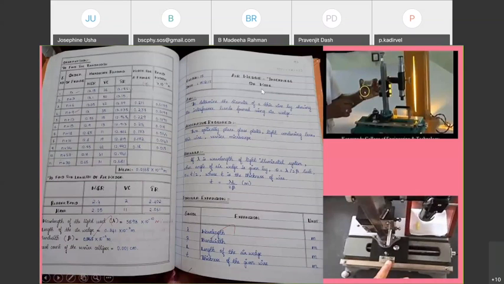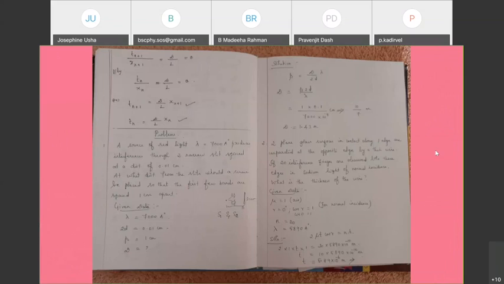Is it clear? Yes. So next we'll see some problems. In this unit, only one topic is pending. After seeing these problems, we'll move on to the Michelson interferometer, right?